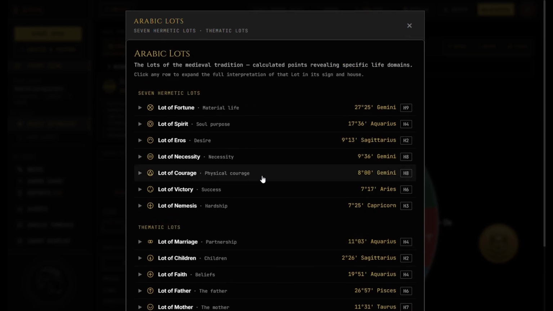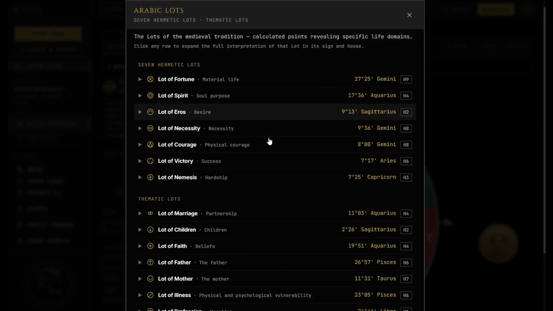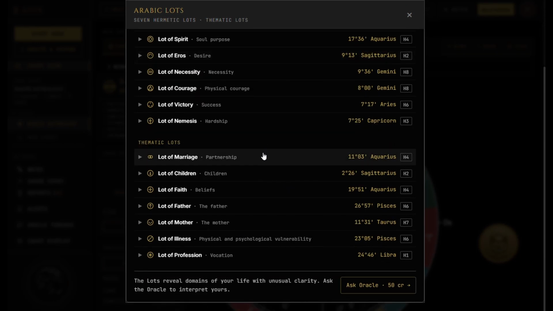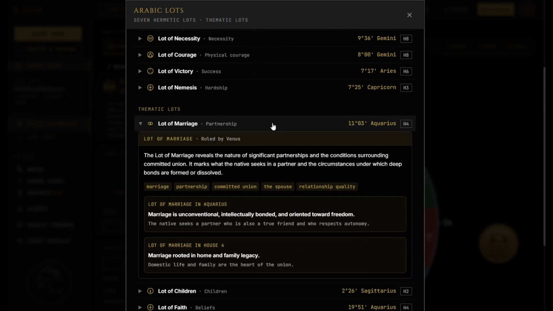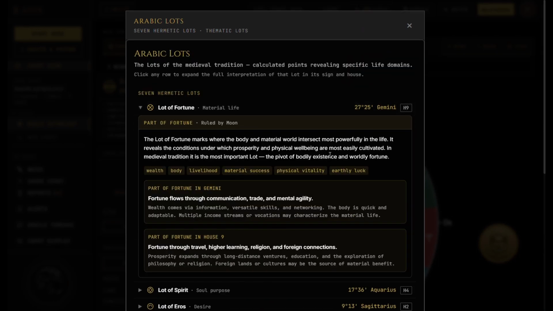RADIX calculates 14 Hermetic Lots in total. They fall into 2 groups. The 7 Hermetic Lots come from the Paulus and Bonatti tradition. These map the broad psychological and material forces of a life: fortune, purpose, desire, necessity, courage, success, and reckoning. The 7 thematic lots zoom in on specific life domains and relationships: marriage, children, faith, the father, the mother, illness, and profession. Together, these 14 points give a level of detail about your natal chart that the 7 planets alone simply can't provide. Let me walk through each one.